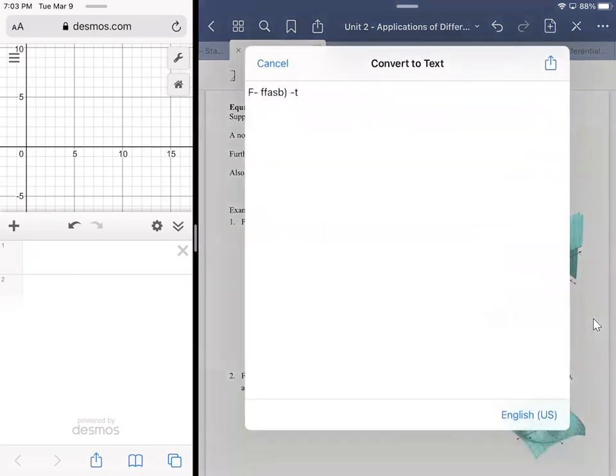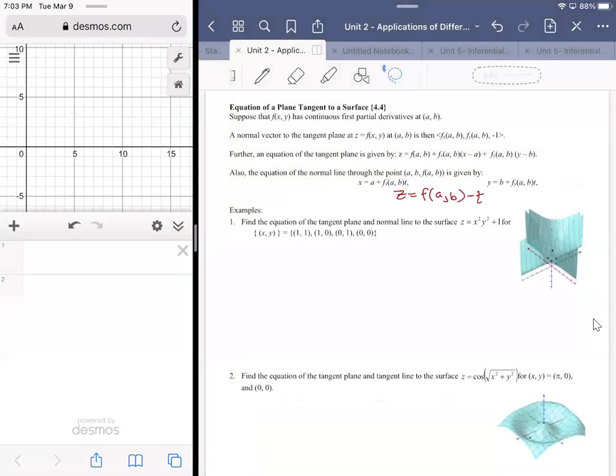See if it'll actually recognize it. No, not really. I'll just leave it as is.